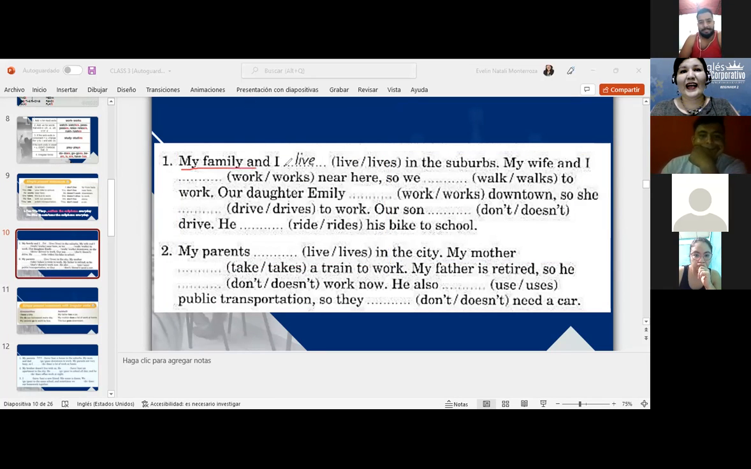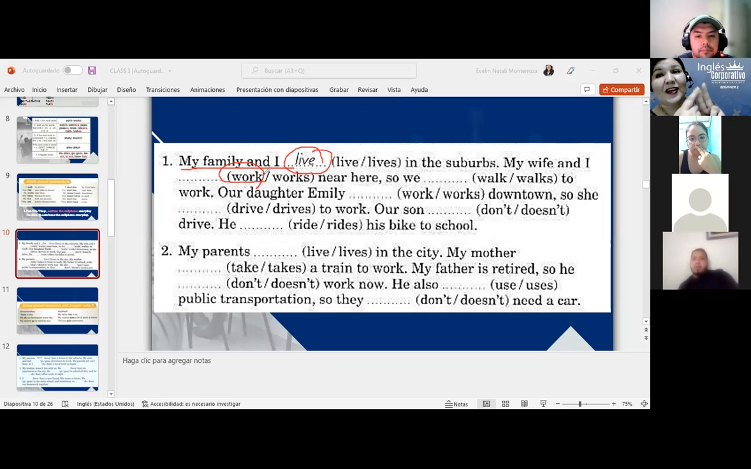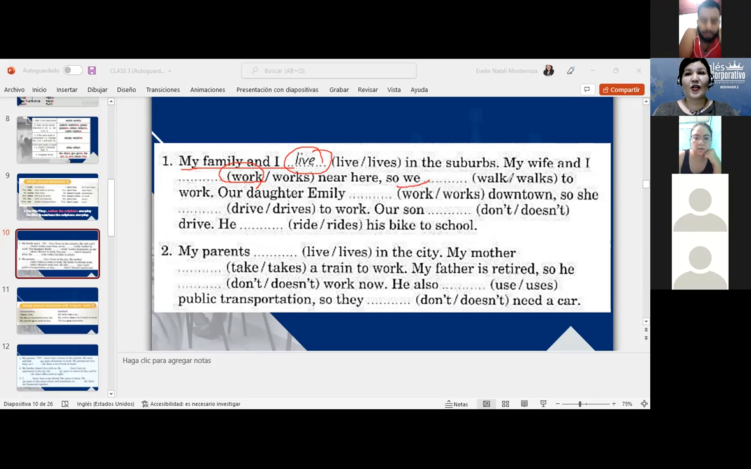It says, my family and I, two people, right, live in the suburbs. My wife and I work or works? Work. My wife and I, we, okay? My wife and I is we, is plural, right? We don't change the plurals. So we walk or walks? Walk. We walk. We walk to work.